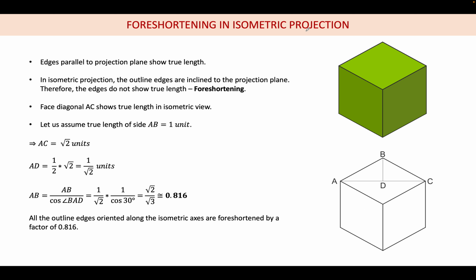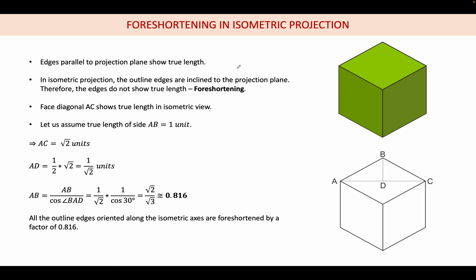So this is foreshortening. Foreshortening means this. First of all, the edges parallel to the projection plane show the true length. For example, I have this pen with me. If this is the vertical plane, the screen, and I have this pen, now this edge is parallel to the projection plane, therefore it shows the true length. Suppose this is 50 mm, you will see the projection is also 50 mm.